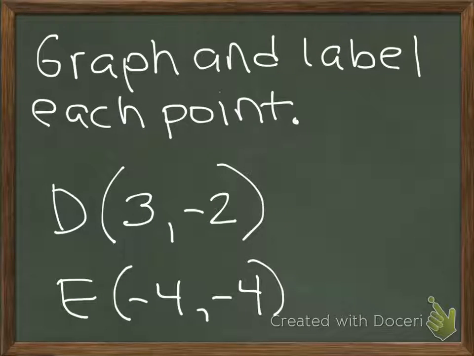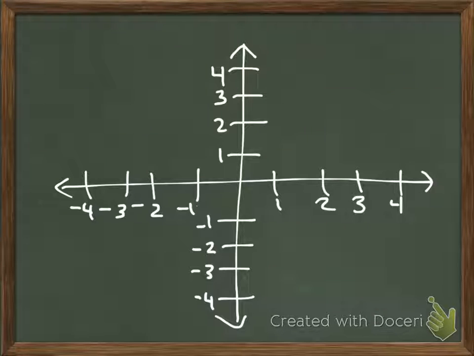Now we're going to graph and label each of these points. So D is 3, -2. Remember, it's x, comma, y. So I'm going to go to the origin here and start at the middle, and then I go over to the right 3 and down 2, which is going to give me my point D right there.